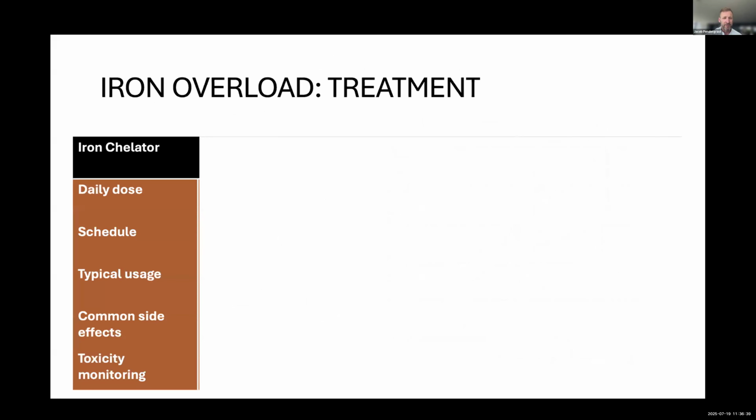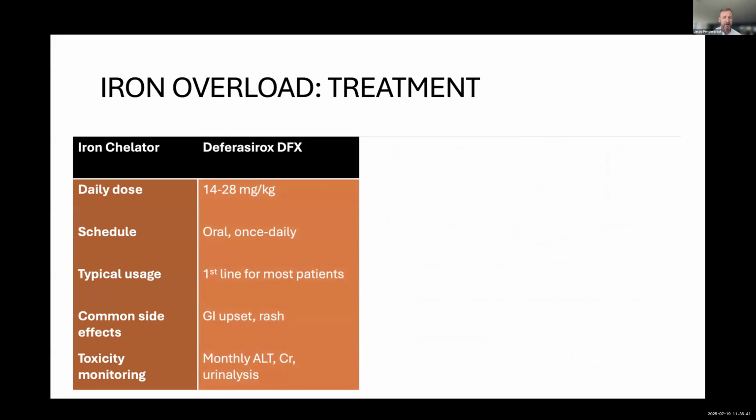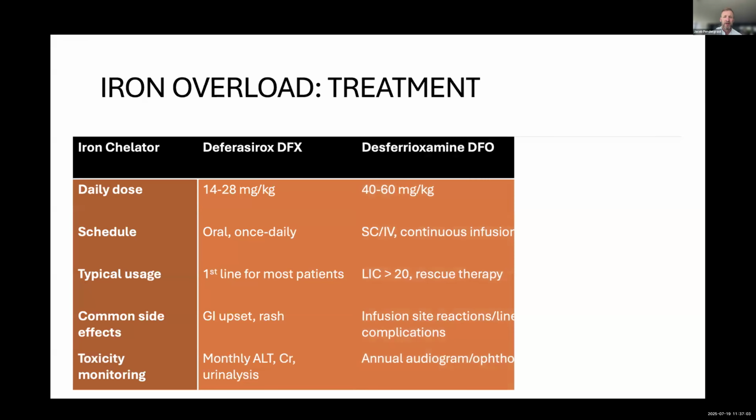Now, we have deferasirox, which is in many cases considered to be our first line therapy. It's a relatively easy drug to take. Only have to take it once a day. You don't have to monitor for neutropenia every day. It does cause GI upset and rash. It can cause renal and hepatic toxicity, so you have to monitor for that. But that is now what we use as first line therapy.